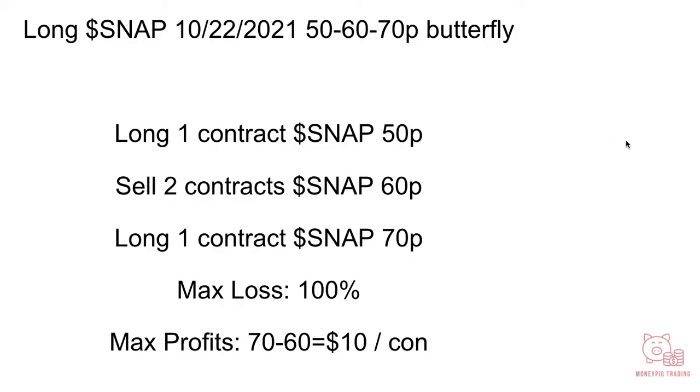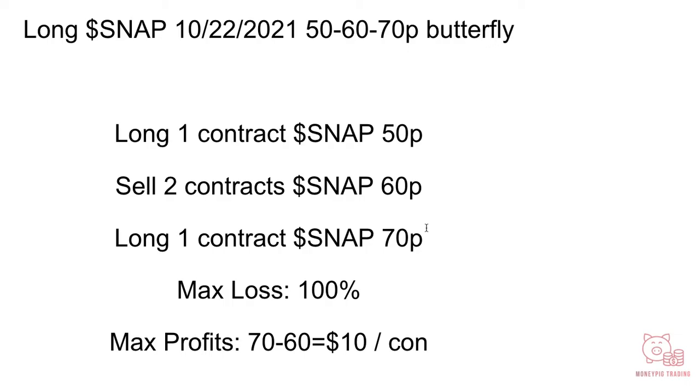So let's take an example. Let's use the Snapchat October 22nd, 2021 expiration date, 50, 60, 70 put long butterfly spread as an example. So again, it's a put butterfly spread. We long one Snapchat contract with the lowest strike price, which is the 50 put. And then we sell 2 contracts, here the 60 put in the middle price, and long one Snapchat contract, the 70 put, which is the highest strike price. Here, the max loss will be 100%.